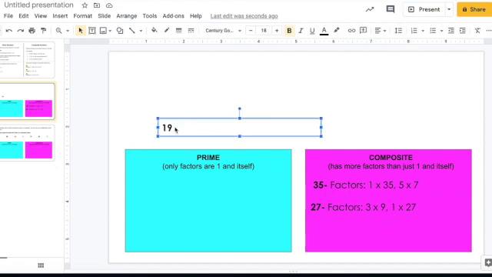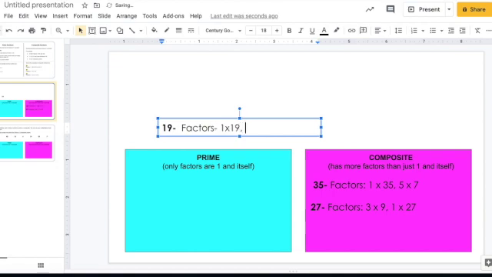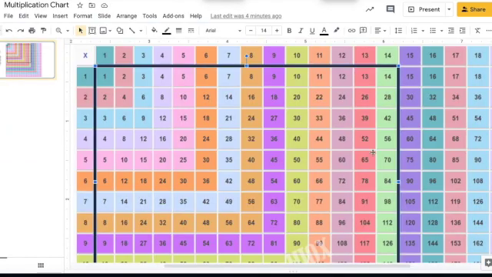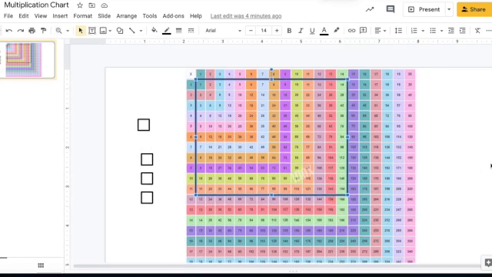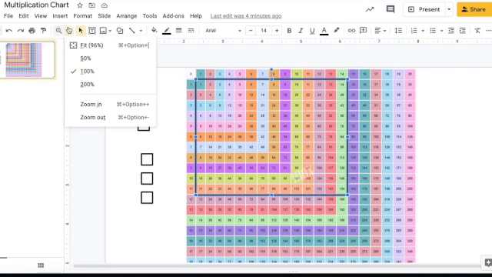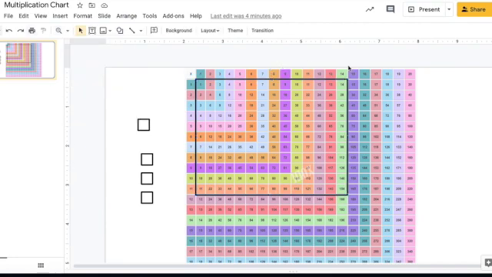So now I'm going to look at the number 19. What are the factors of 19? Well, I know that 1 times 19 makes 19, but are there any other sets of factors that make 19? I'm going to go back to my multiplication chart. I need to zoom in just a little bit. Okay, that'll be fine.